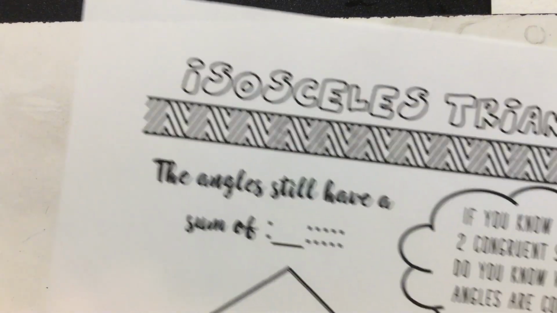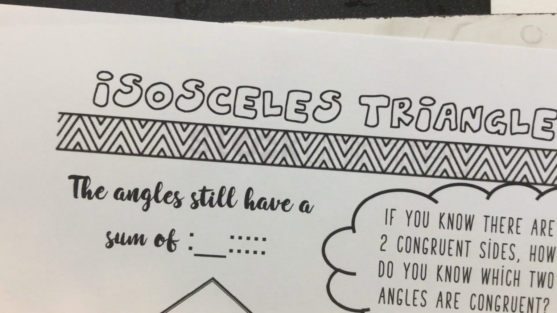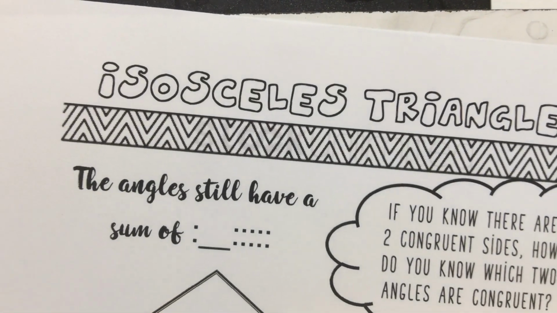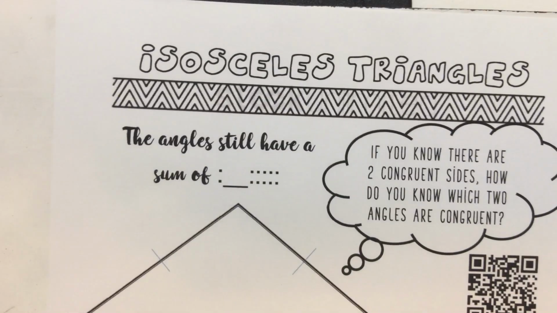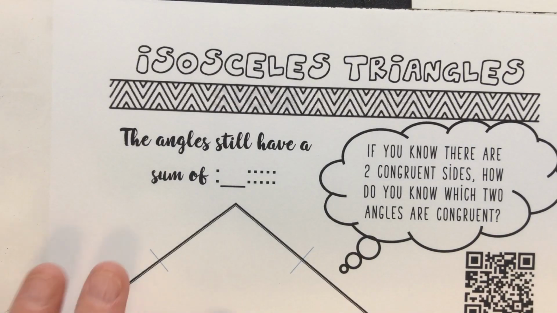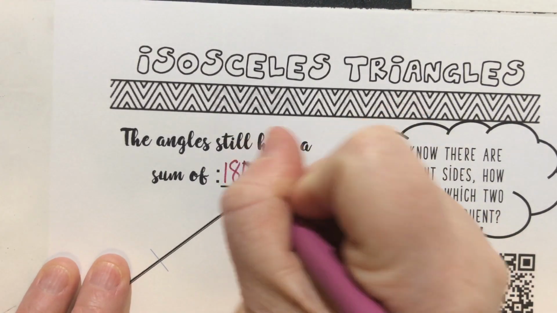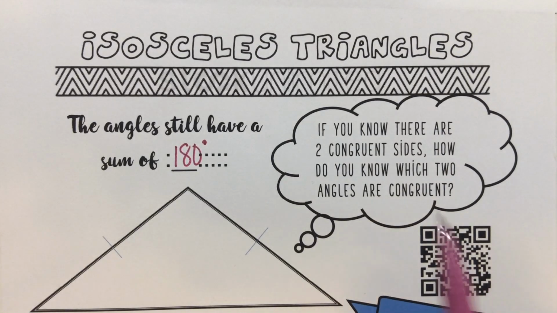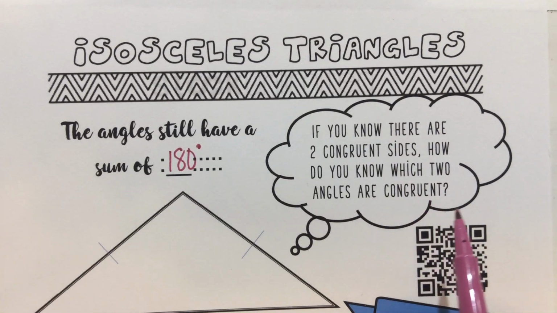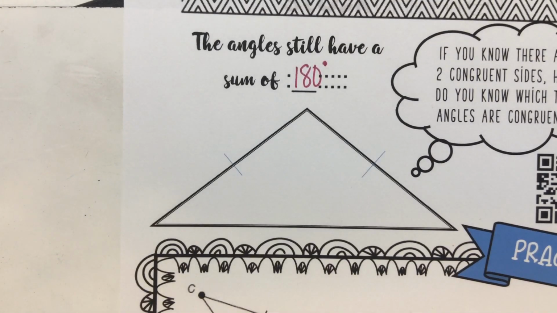That's the easy one. Now let's go to isosceles triangles. Okay, I'm going to slide this up a little bit here so I make it not fall and crash. Okay, there we go. All right, isosceles triangles here, the angles still have a sum of 180 degrees no matter what. Okay, but if you know that there are two congruent sides, how do you tell which two angles are congruent?